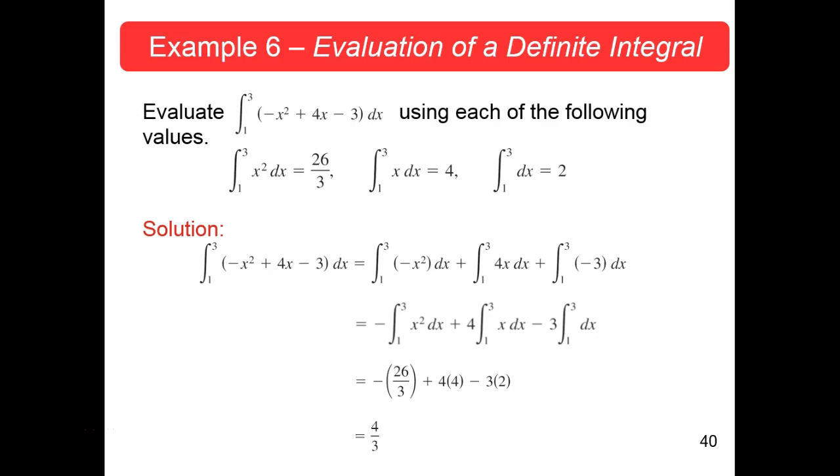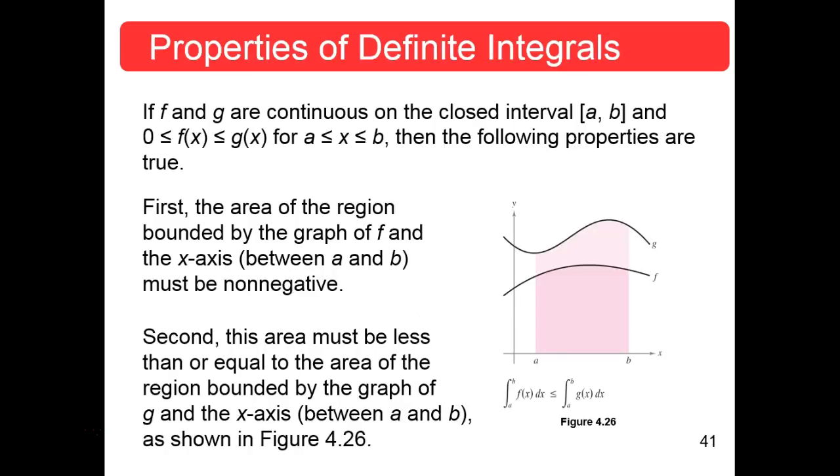Okay. So rather than you having to come up with geometric shapes, which would be really hard here, they just tell you what those are. And now there's just one more thing, sort of what I was hinting at before. If f and g are continuous on a closed interval a to b, and 0 is always less than or equal to f, and f is always less than or equal to g, for all the x's on that interval a to b, then the following properties are true. So here's your f, it's always greater than 0. Here's your g, it's always greater than f.